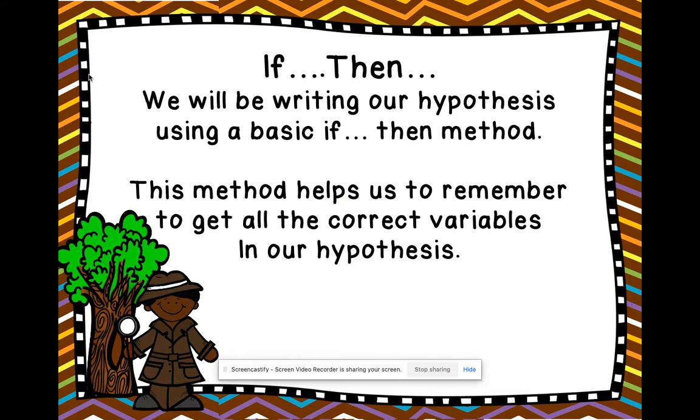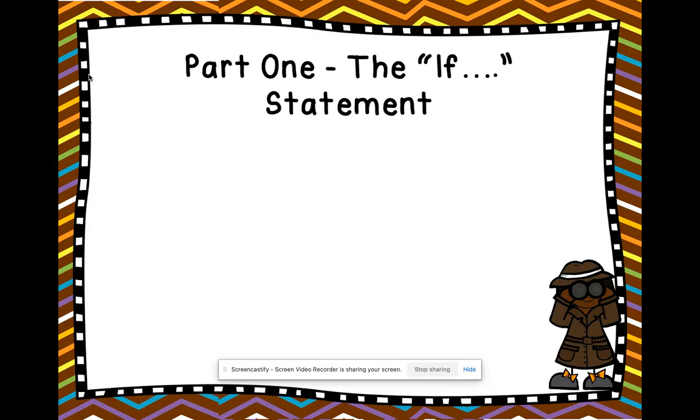So let's go back to how we are going to write a good hypothesis instead of just saying, I think this will happen. I believe in following a method beginning with the word if, and in the middle of your sentence having the word then. I call this the if-then method. We will be writing our hypothesis using this if-then method. This method will help you remember to get all these correct variables I was just talking about in your hypothesis.